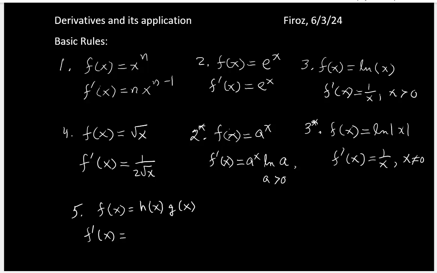Next, we are taking one example, number 4, that if you have a function like square root of x, it is good to remember that its derivative is 1 over 2 square root of x. And how it is, I show you.